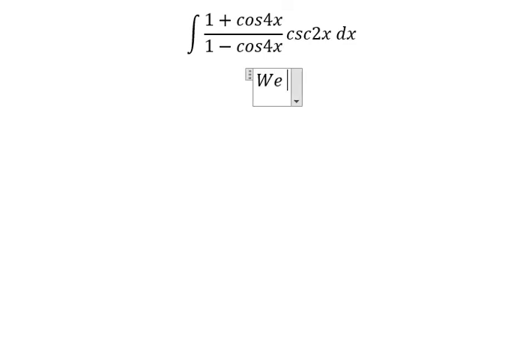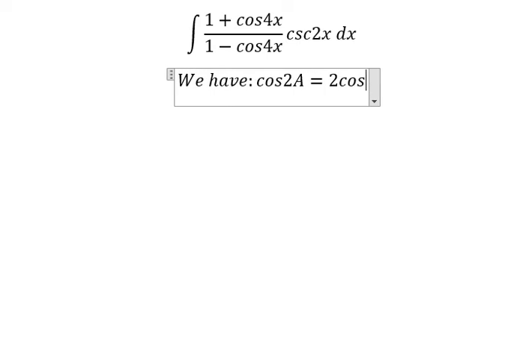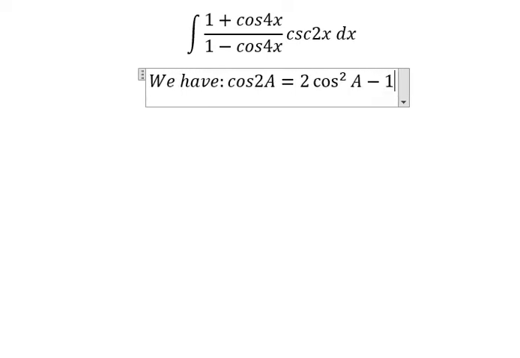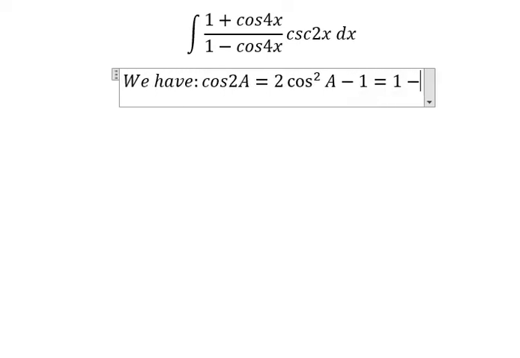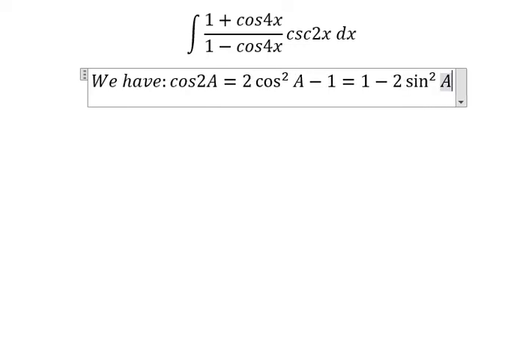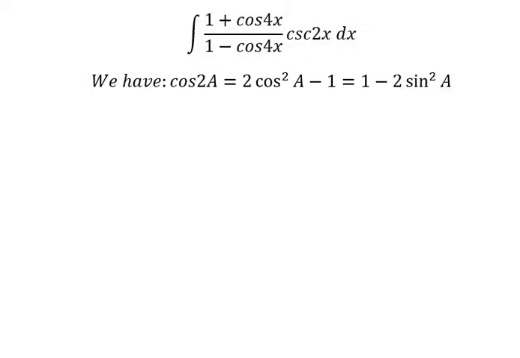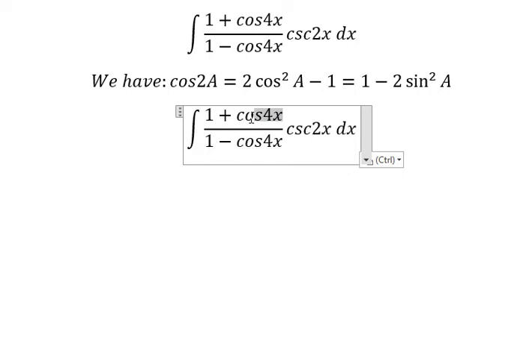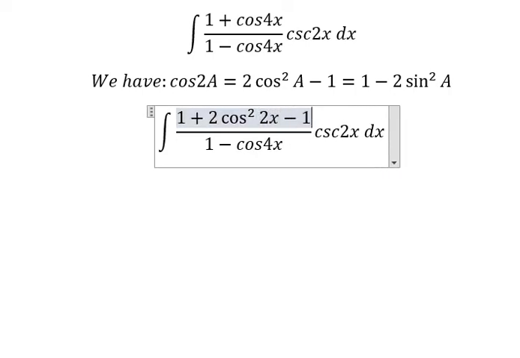We have the formula in here. Cosine 2a equals 2 cosine a squared minus 1, and this equals 1 minus 2 sine a squared. So we apply this formula for this one and this one. About cosine 4x, I will change it into 2 cosine 2x squared minus 1. Similar for this one, we change it to 1 minus 2 sine 2x squared.